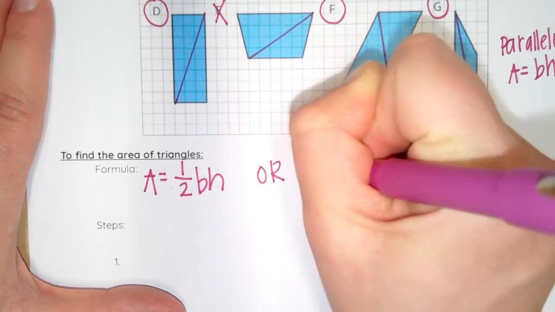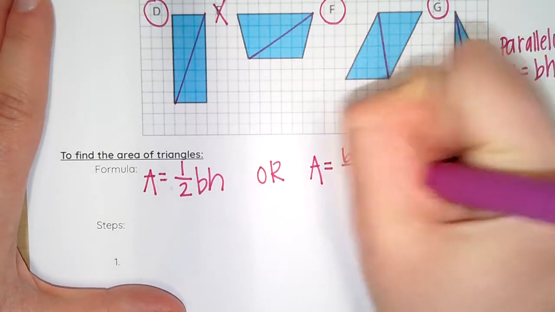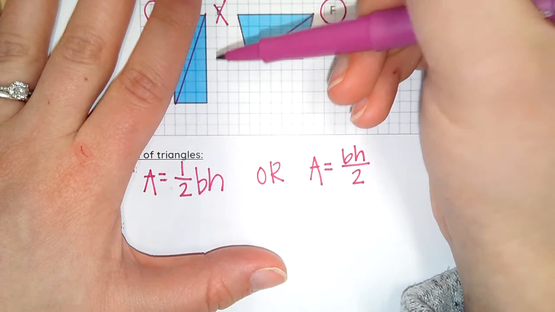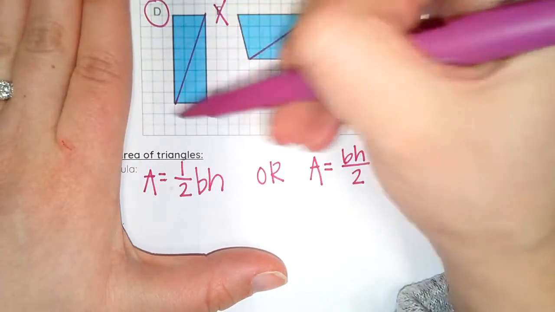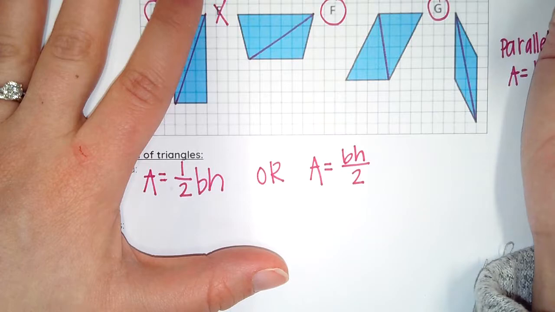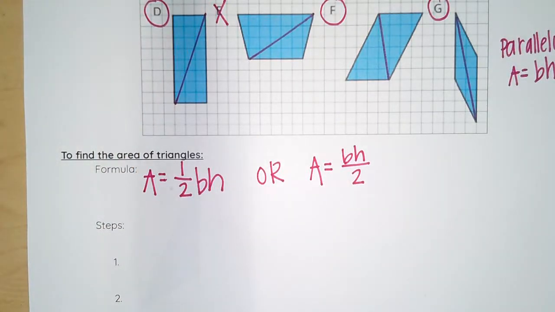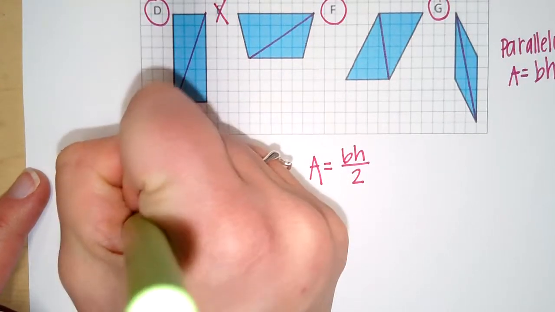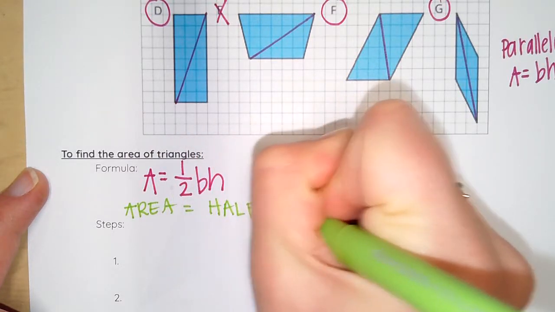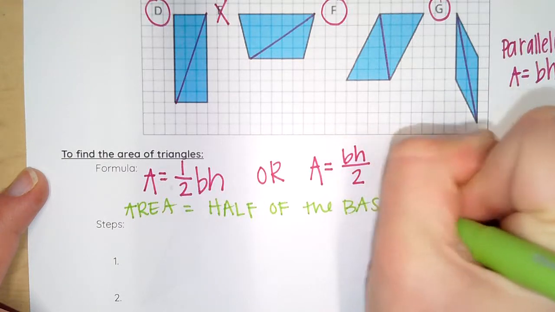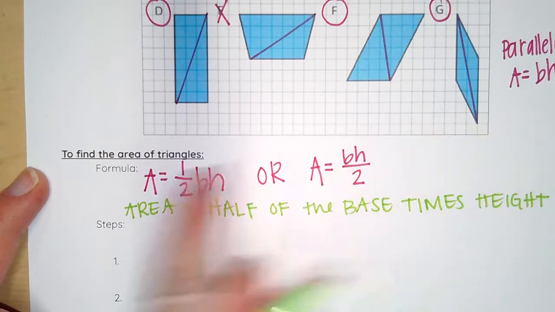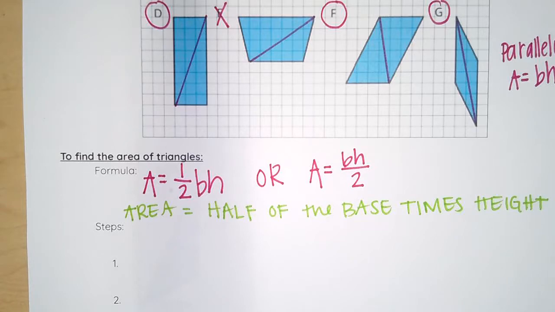Or I could do area equals base times height divided by 2. So again, if I just want this little bit of triangle here, I would find the base and the height of the entire rectangle and then divide it by 2 to get this triangle's area. So the area for your triangle is area equals half of the base times height. So either one of these formulas will work, and we will see what both of those look like today.